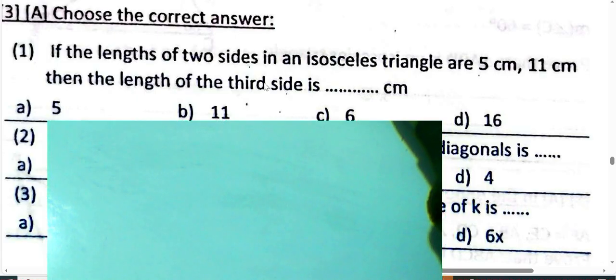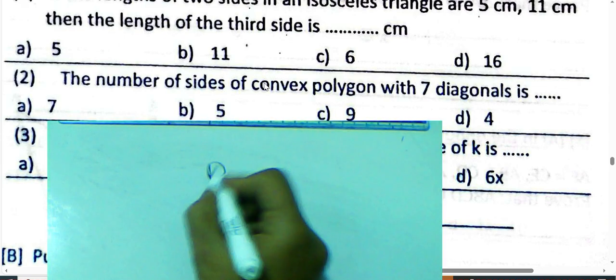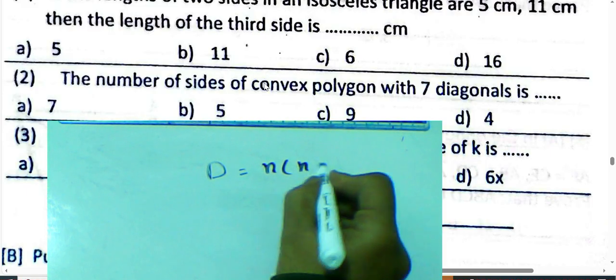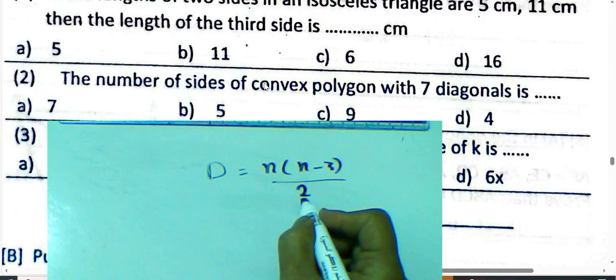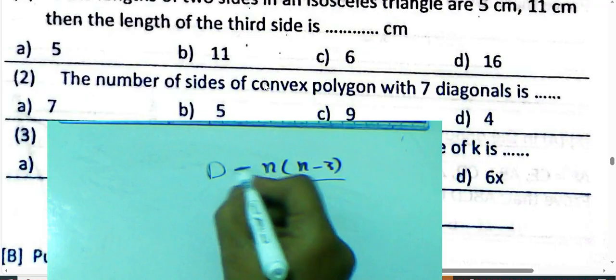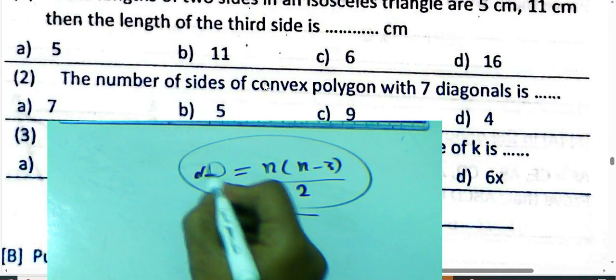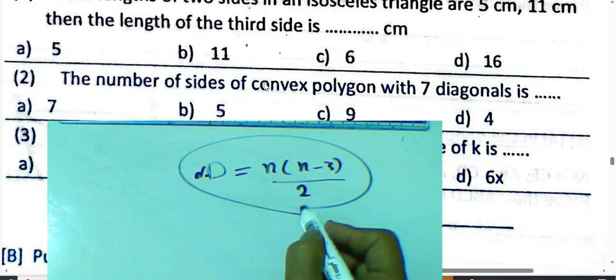Next question, number 2. The number of sides of a convex polygon with 7 diagonals is. Okay, we have 7 diagonals. We know the rule here: the number of diagonals equals n times (n minus 3) divided by 2. This is the rule to find the number of diagonals.